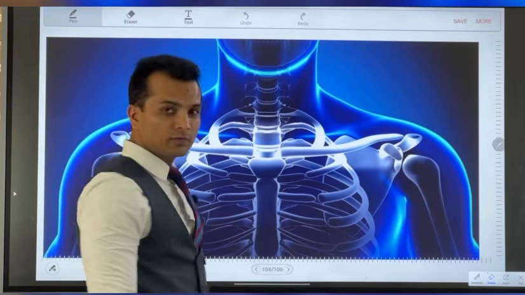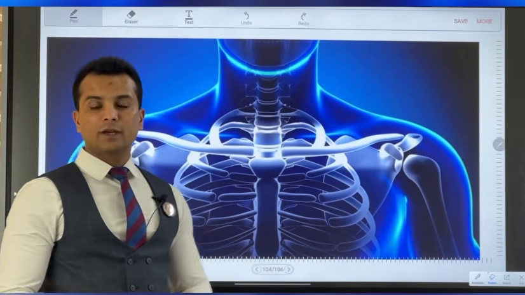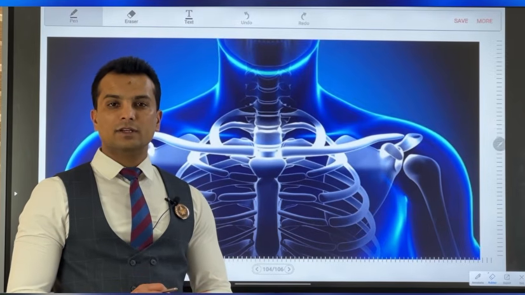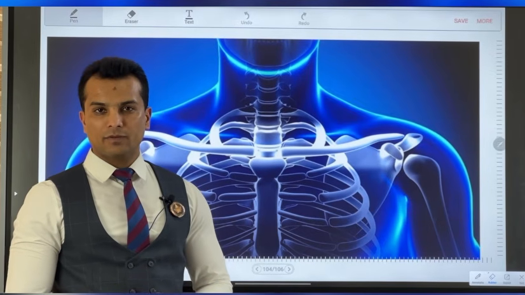As I have told you, in this lecture we are basically going to discuss the ossification of the clavicle, and then we will discuss important clinical anatomy of the clavicle bone.